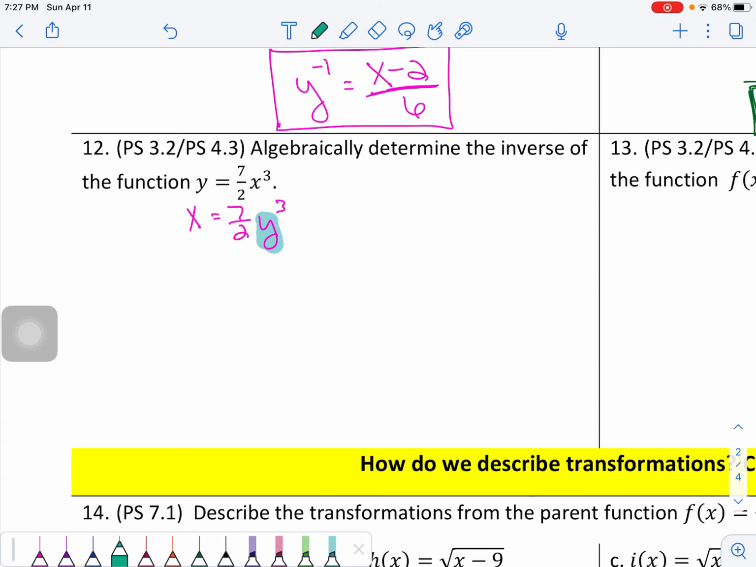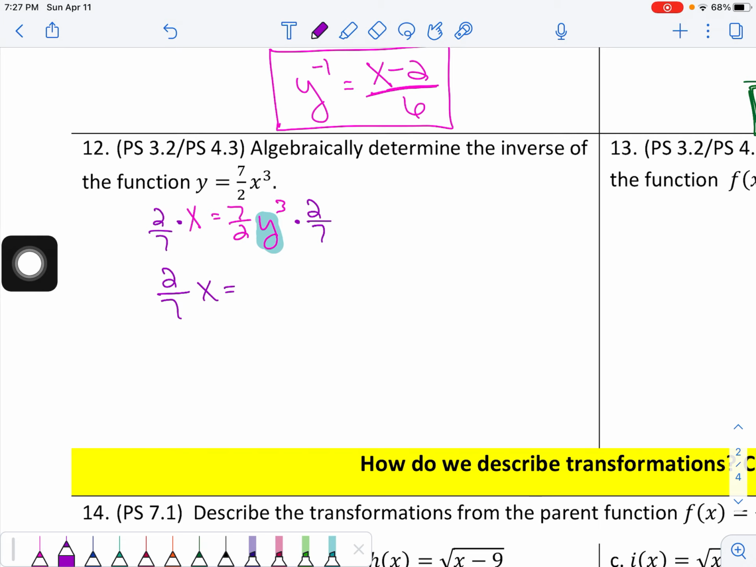So first thing I notice is that I have a 7 over 2 times y. The easiest way to get rid of multiplying by 7 over 2 is to actually multiply by the reciprocal. Remember, reciprocal is just a big word that means flip the fraction over. But what I do to one side, you got to do to the other. So I'm going to do times 2 over 7 here.